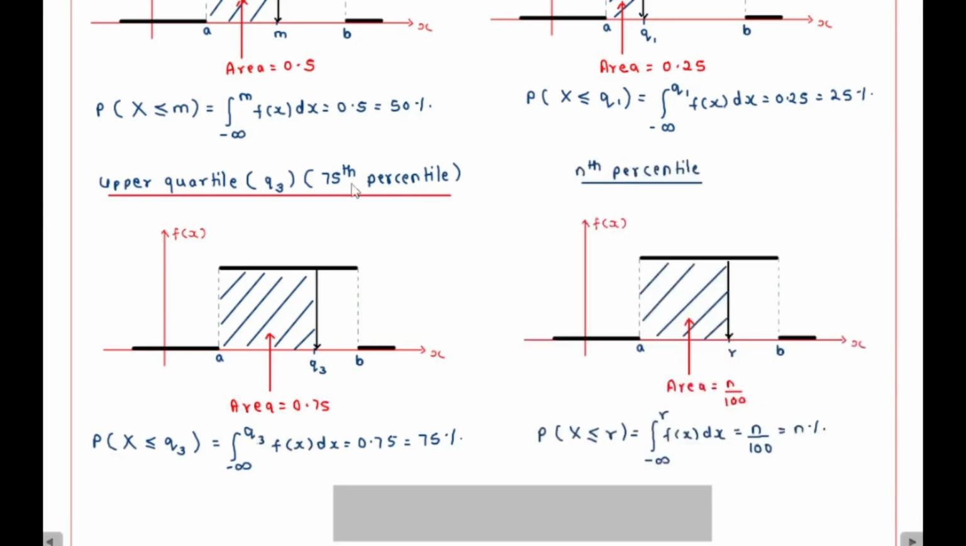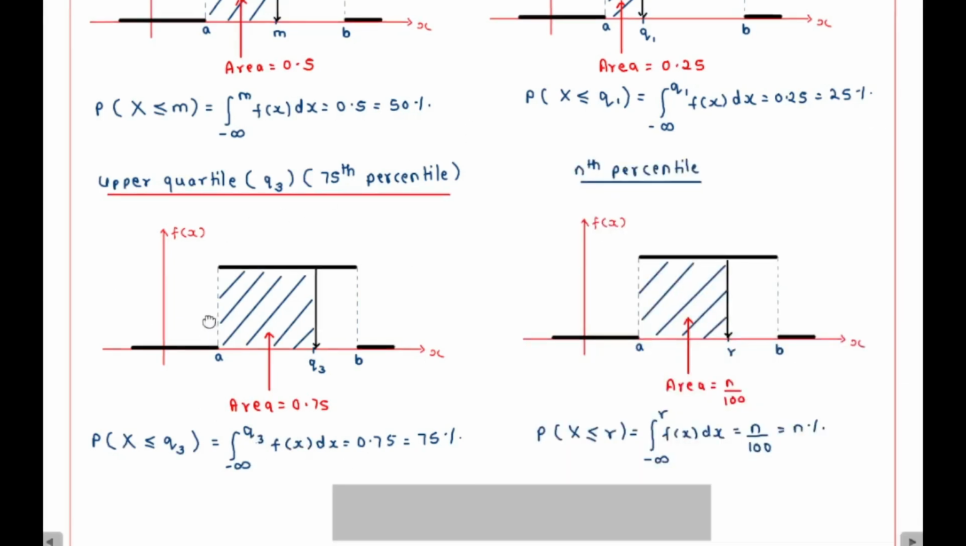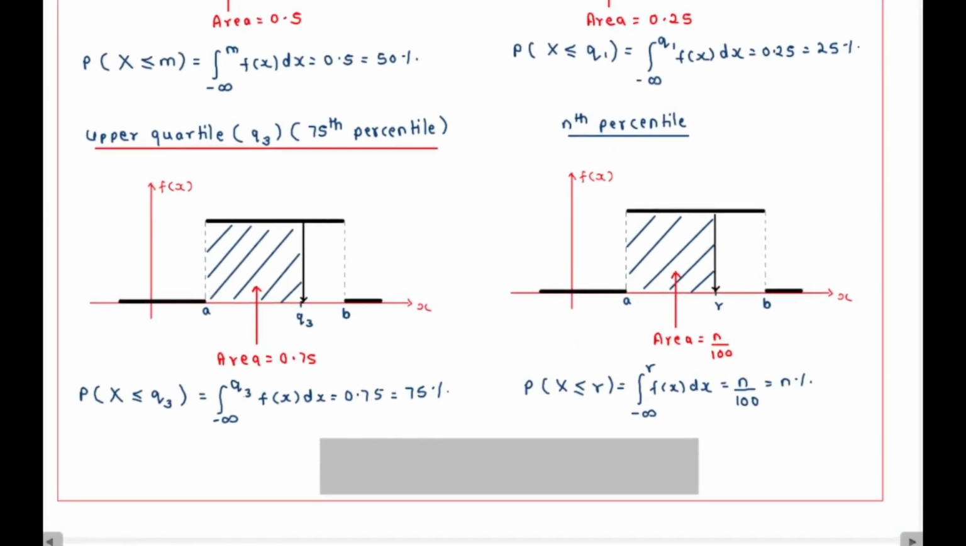We have something called the nth percentile also. Here x is taking a value equal to r. So that value of x, to the left of which the area under the curve is n by 100 or n%, that is, the probability of x less than or equal to r is equal to the integration of f of x with respect to x when x is varying from minus infinity to r. This particular value is equal to n by 100 or n%.